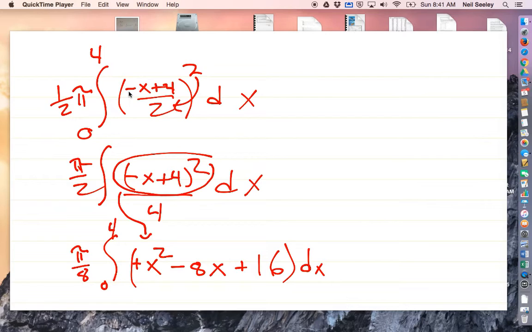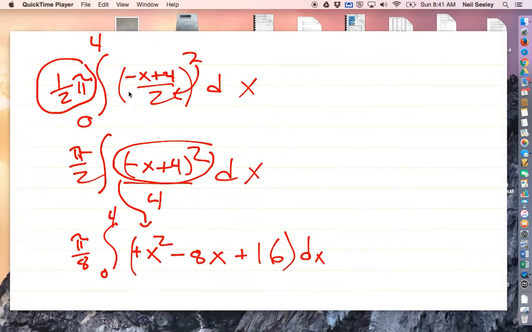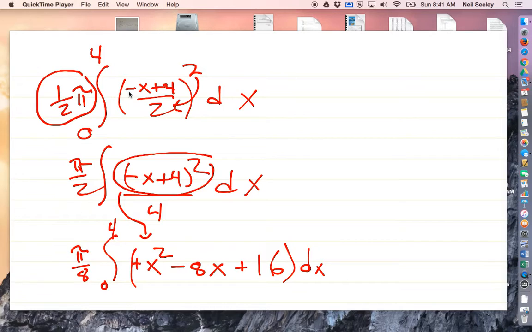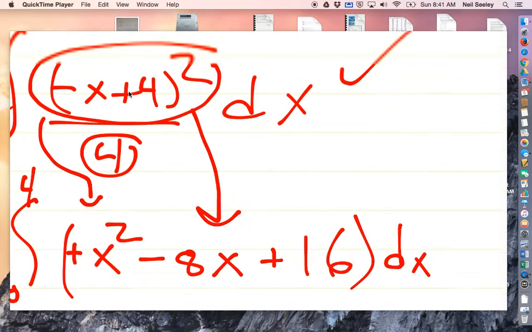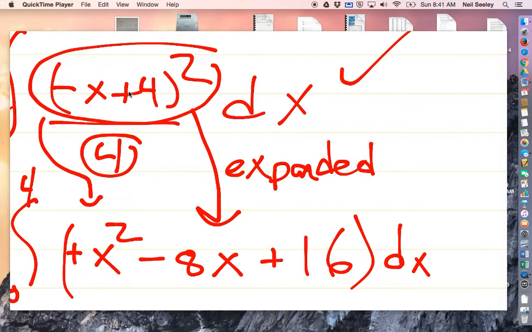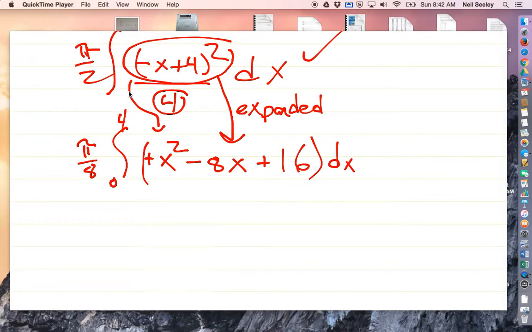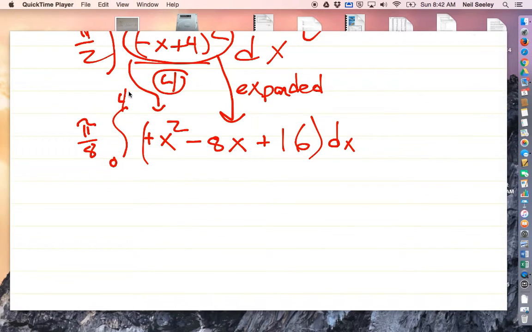So here it is. What I did is pull the 1/2 pi out front, since any constant I pull out front. I squared the top and the bottom in this next step, so negative x plus 4 is still squared, and the 2 squared is now 4. Then I pulled the 4 out front with the pi over 2, so it's now pi over 8. And I expanded that binomial. Ready to integrate, and we're ready to rock and roll.